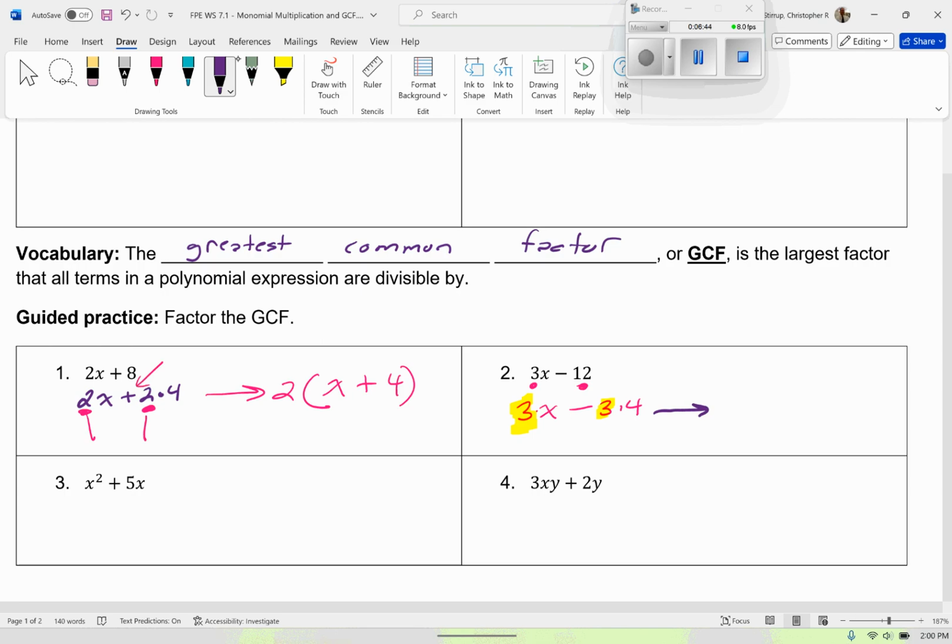I'm just undoing it. So I can pull a 3 out front. If I pull a 3 out front, I'm left with an x. The minus sign comes along, and then I'm left with a 4. So this is the answer.